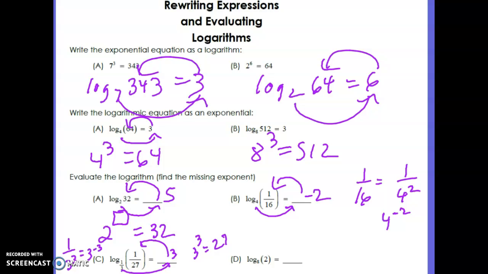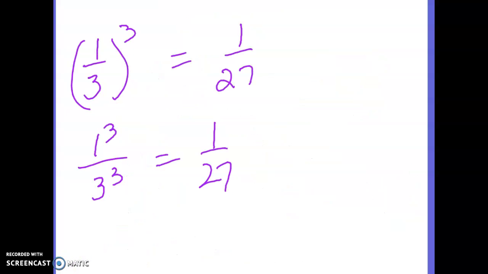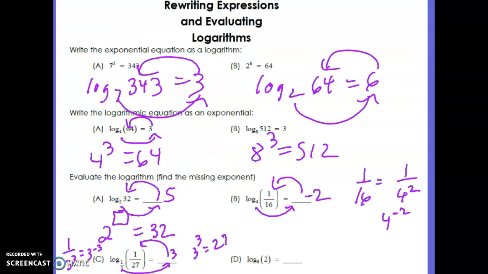Let me explain that again because that was confusing. Come on, mouse, work. Why is my mouse not working? Okay. Here's another quick explanation. The base of 1/3 to the third power equals 1 over 27, does it? Well, if you rewrite this as 1 to the third power over 3 to the third power, because they're essentially equivalent, you're going to see that it's the same value, 1 over 27.